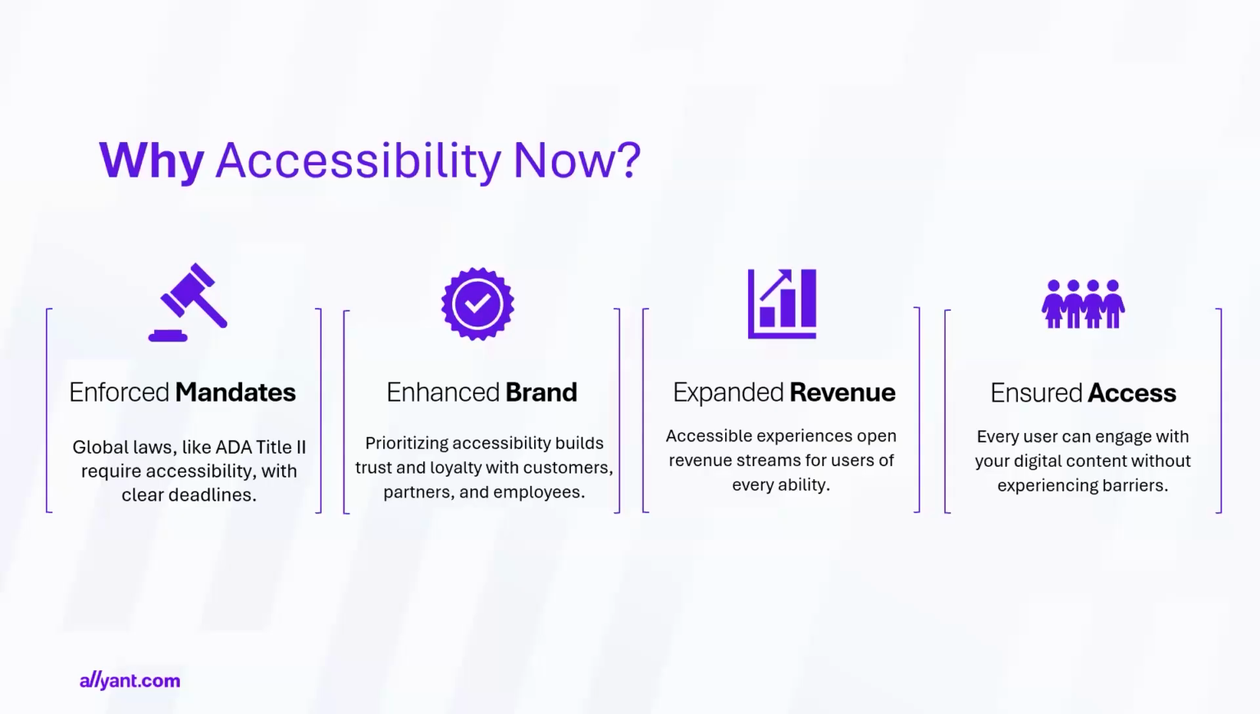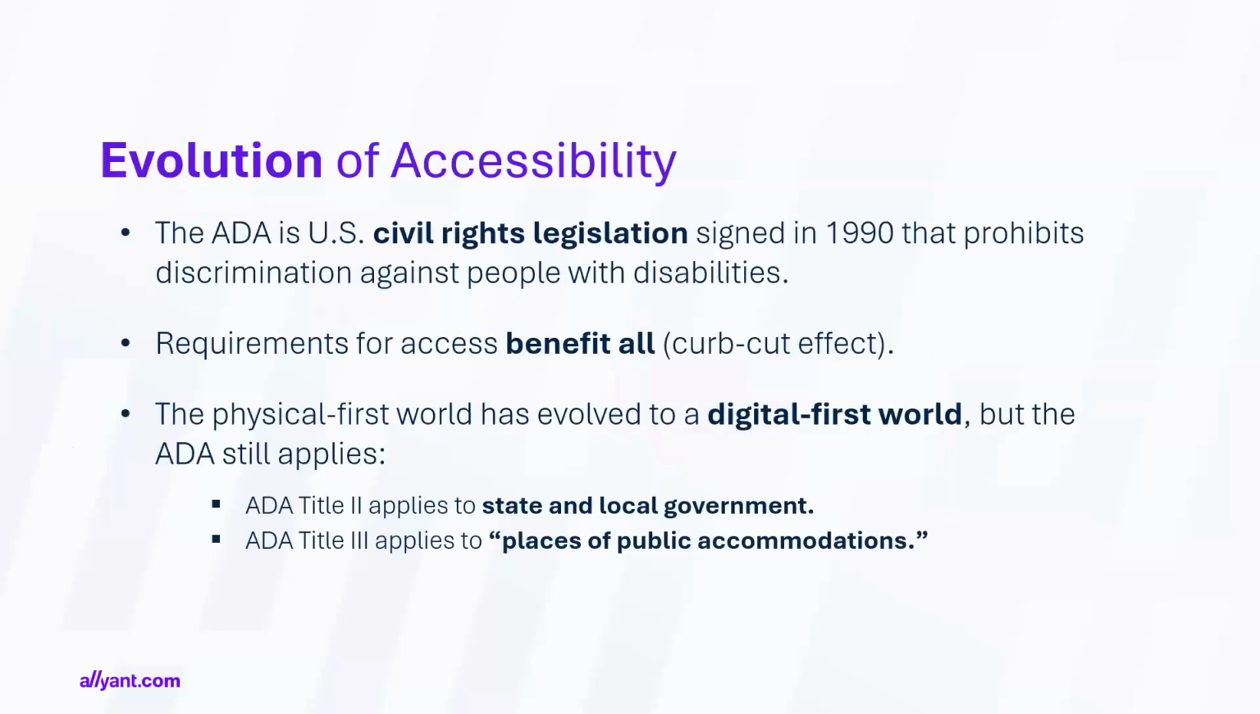And then, the last point is ensured access, right? Which is equitable, it's the right thing to do, making certain that everyone that interacts with our content and our information is able to do so without barriers. It is an important component and something that we recognize is becoming an imperative in the current marketplace.